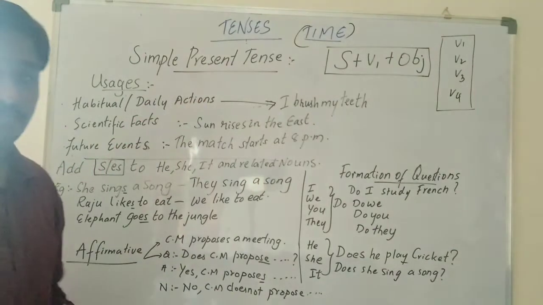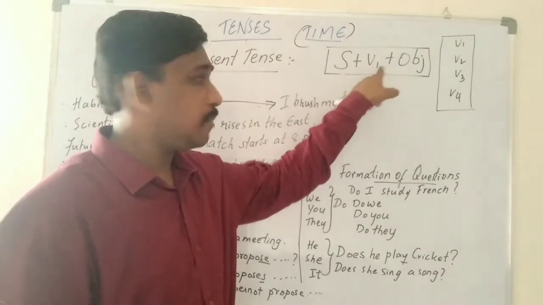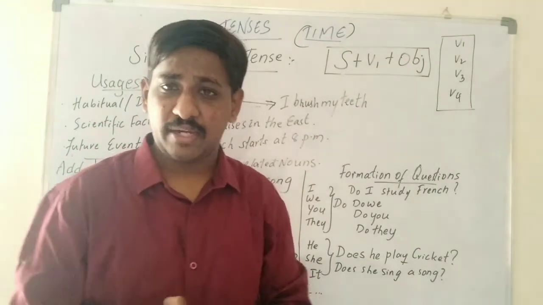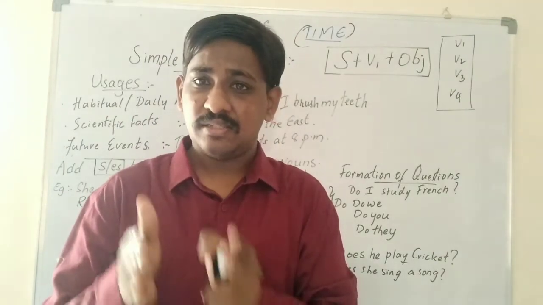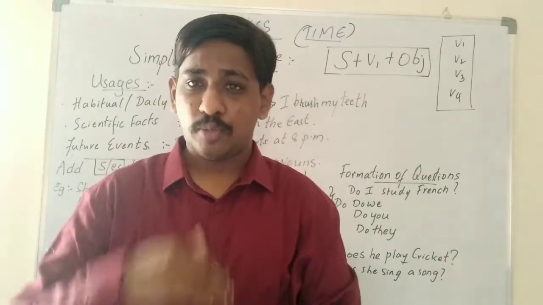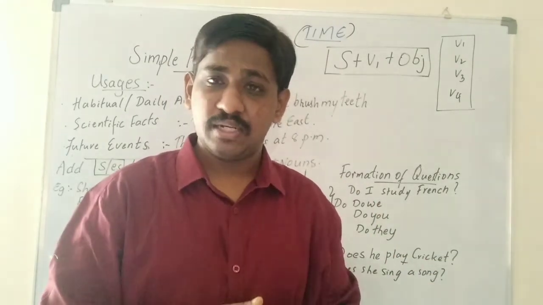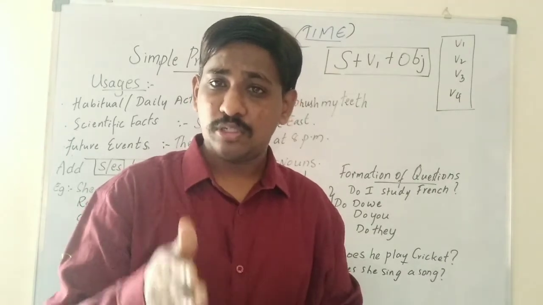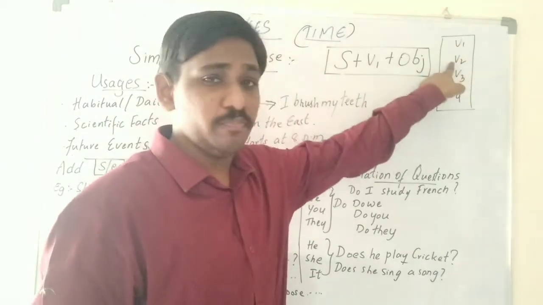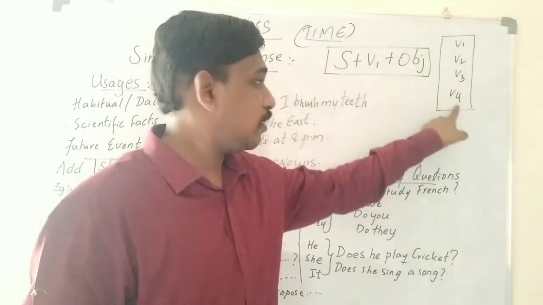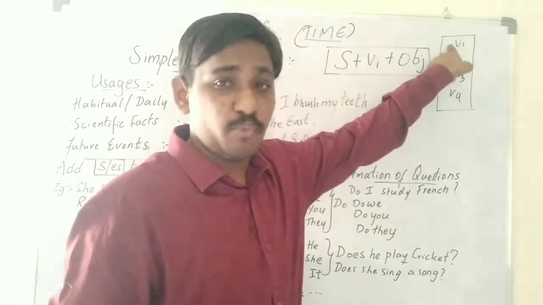Simple present tense. It is a formation, subject plus verb form 1 plus object. What is verb form 1? Let us take one example. Sit, sat, sat, sitting. One more example. See, saw, seen, seeing. Another example. Write, wrote, written, writing. Write is V1, wrote is V2, written is V3, writing is V4. V4 is the ing form. Always ing will be there with a V1.